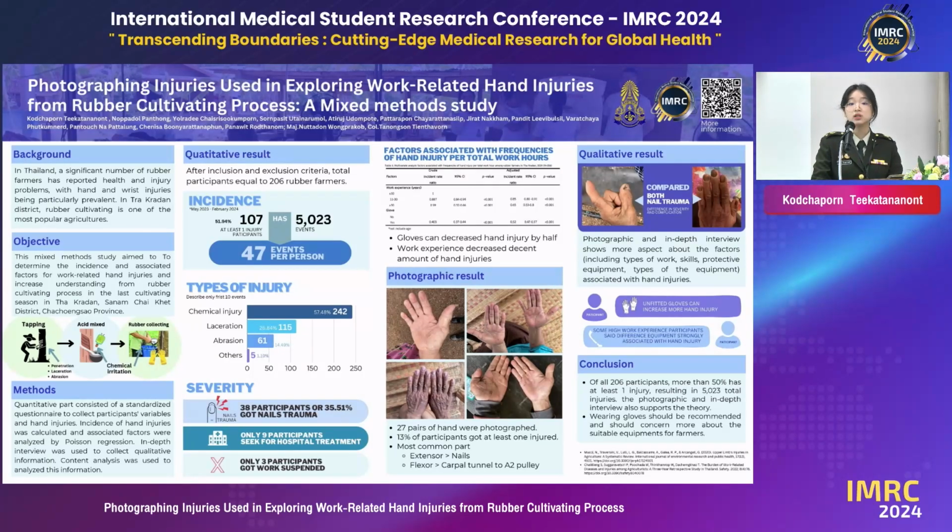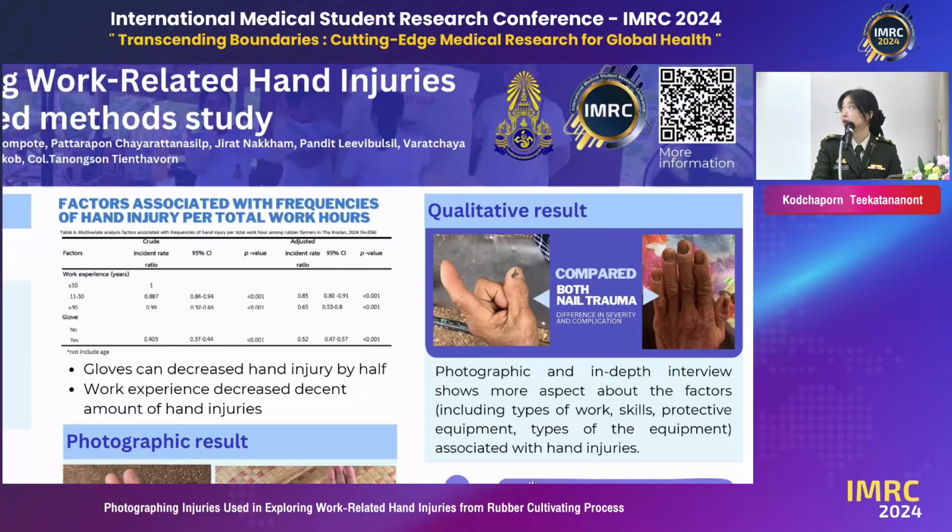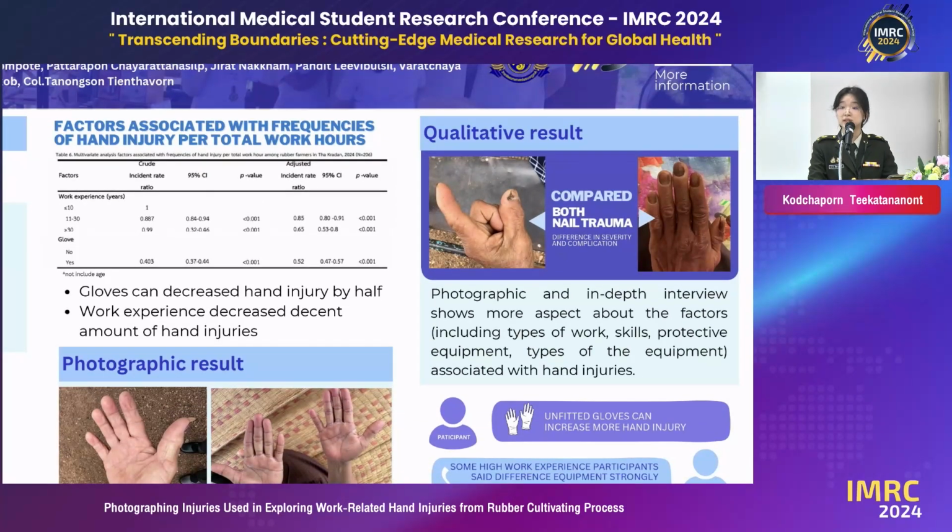If we use only the quantitative part, we may conclude them both as nail trauma. This is where the photographs take part, because they can show you more about the severity or the complication. Okay, so next is the in-depth interview.